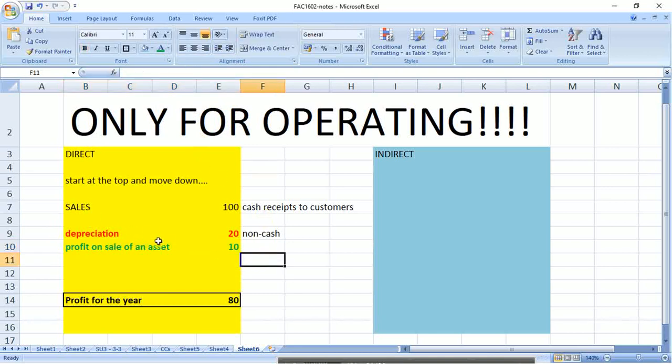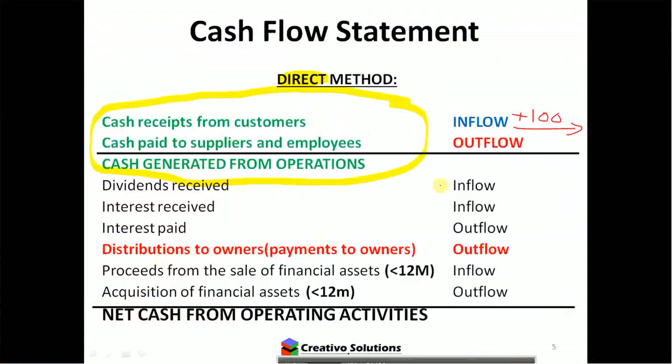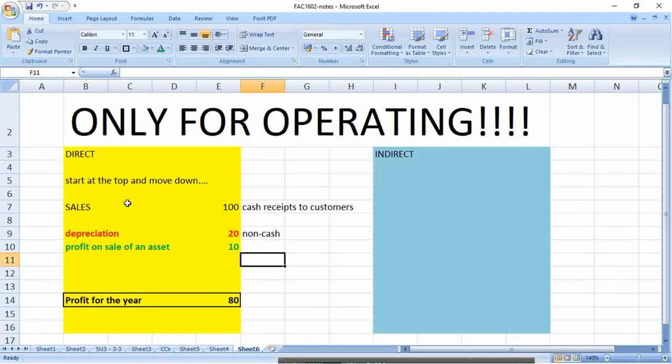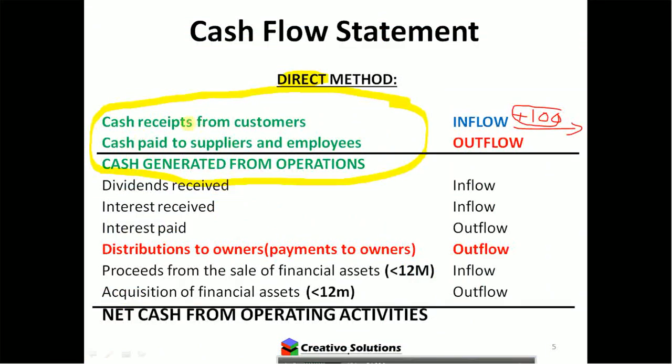Okay. So in this particular question, what am I going to show here? Plus 100 because of this. No, I'm not going to show that, and I'm not going to show that for direct, because direct only has two things to look at. There's no adjustments. So it will either be a cash receipt or a cash payment, depending on what you've got in the question. Yeah, so all questions are different.